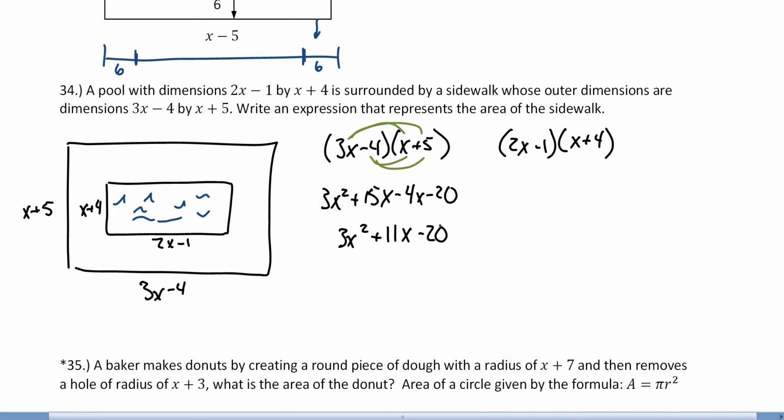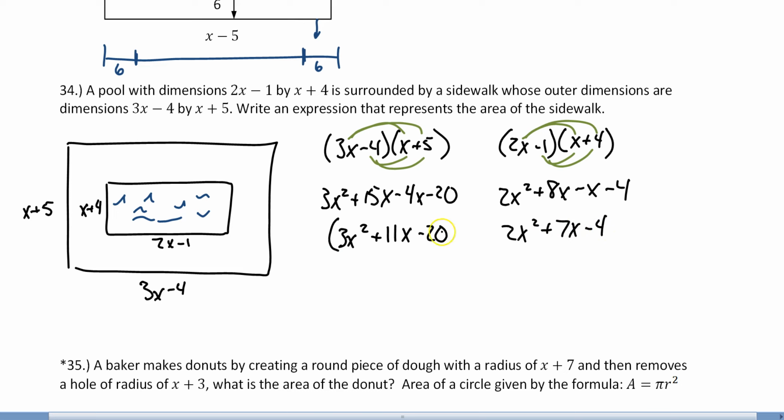And then the next one, I do the same thing. I'm going to use my distributive property. Distribute the 2x, and then distribute the negative 1. Be careful with your signs here. When I distribute the 2x, that's a 2x squared plus 8x. When I distribute the negative 1, it's a negative x minus 4. So that's a 2x squared plus 7x minus 4.